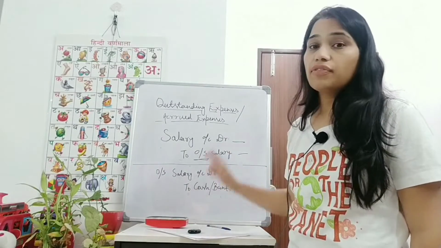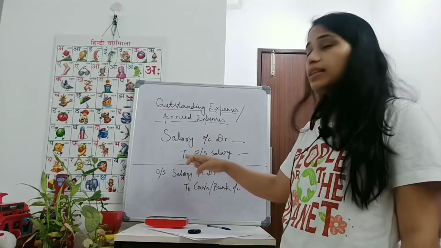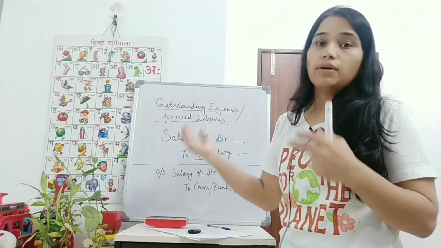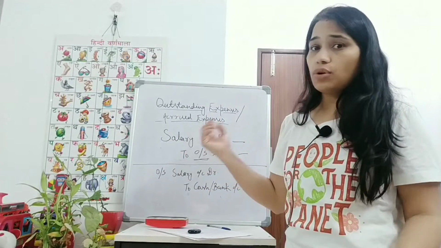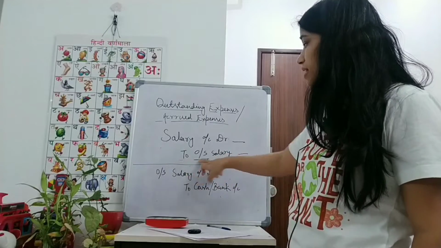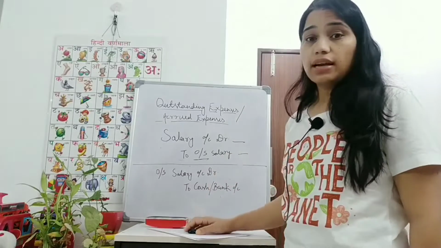Because if we have passed an entry for debit, then there will always be a credit, and if we have passed an entry for credit, then there will always be a debit. So what will happen? We have credited the outstanding salary account here. Then how will we nullify this account?